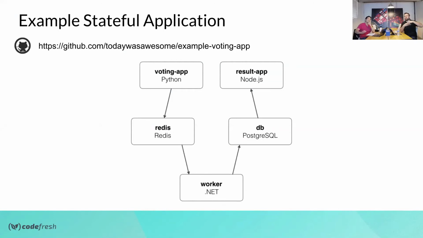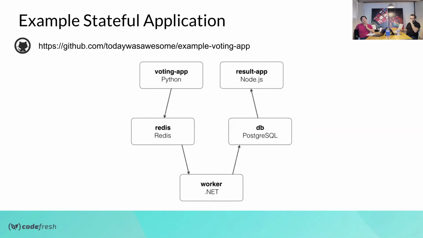So I could potentially scale up that voting app, that Python app, so that I could have millions of people all voting at the same time. Redis is handling a queue that's giving work to the .NET to actually get things into Postgres. And then Postgres is rolling that back into the result application so people can actually see what's going on.